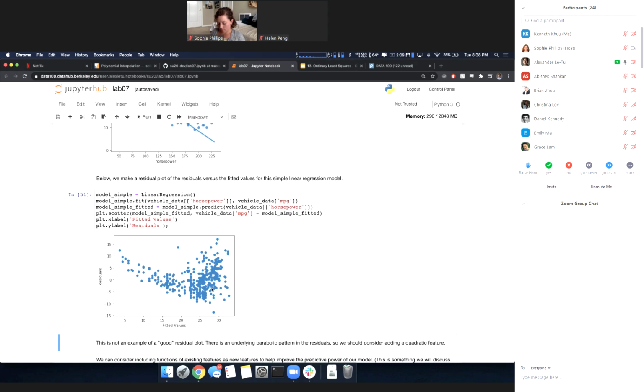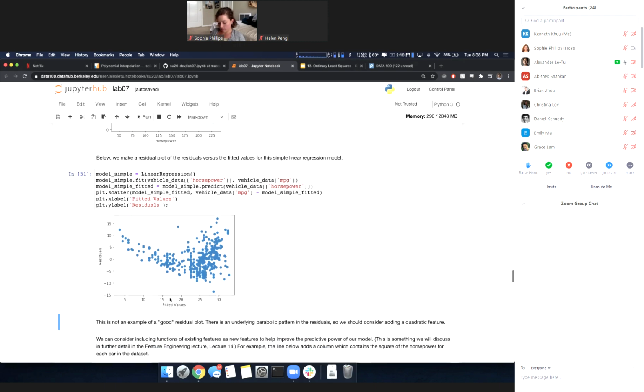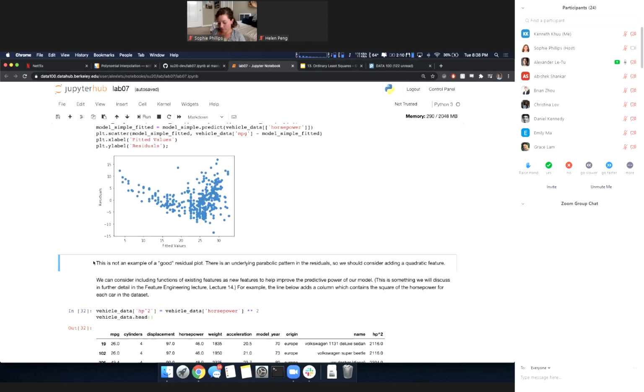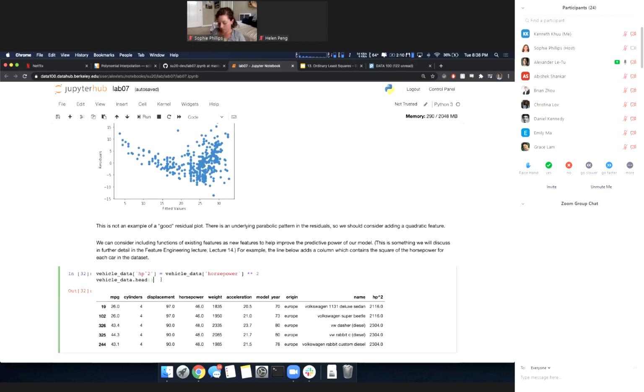Those of you who took AP Stat might remember that our residual plot ideally would look random across the entire range of data. Here, there's a clear trend. That's an indicator that we can do something with our data to hopefully get a model that better fits our data. That's what this cell is explaining. This is not an example of a good residual plot. There's a parabolic pattern in the residuals, so we want to consider adding quadratic features. That's what we're going to do here.